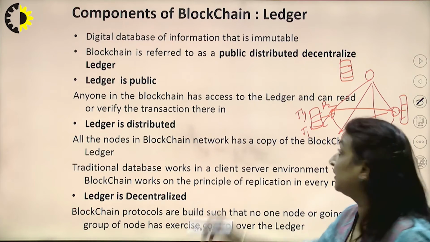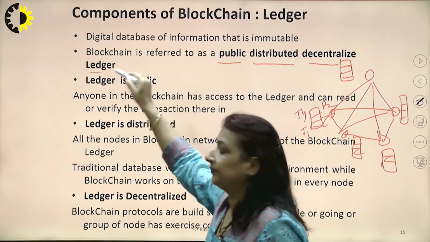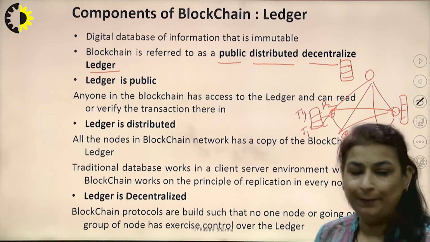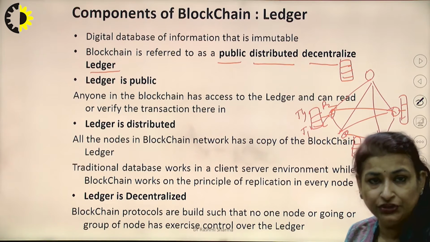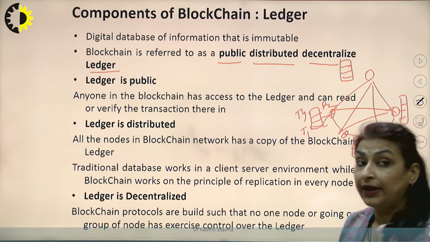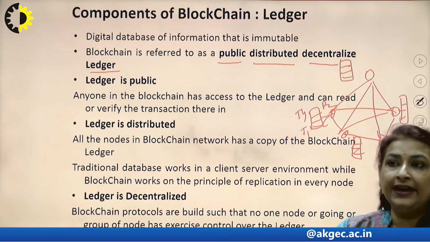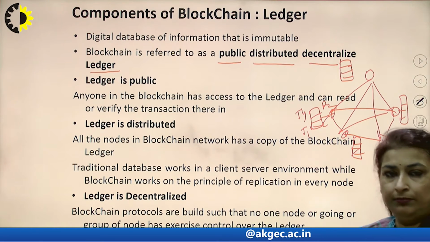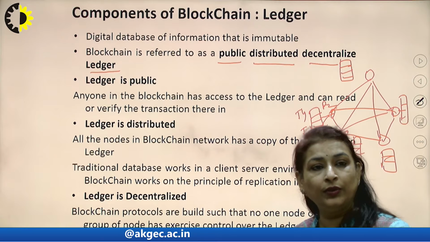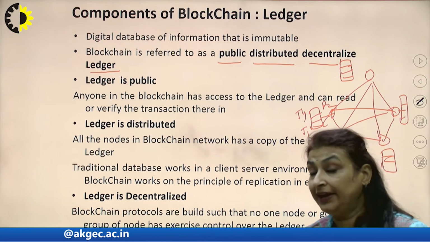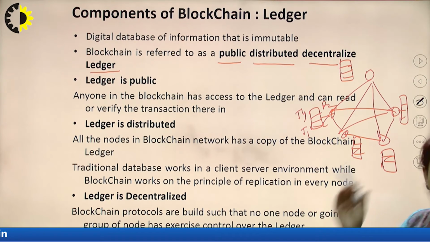So blockchain is basically referred to as a public, distributed, decentralized ledger. Public means anyone in that particular blockchain has access to the ledger, can read the ledger, and can verify whether a particular transaction was done or not. That is basically like a hoarding on a roadside. Everyone passing that road can have a look at that hoarding. Here, any person in this blockchain network can have access to the ledger.